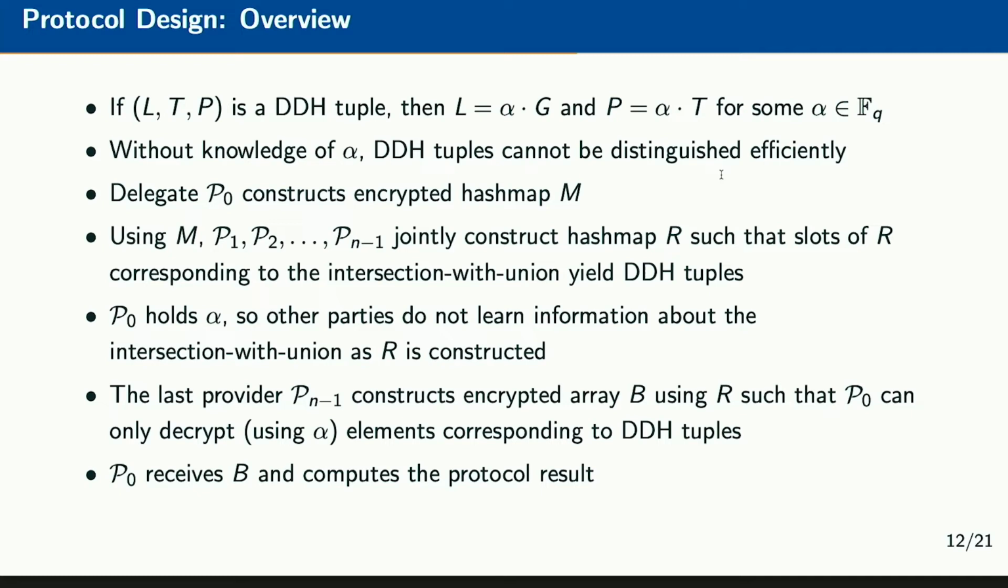And using R, the last service provider, Pn-1, constructs an encrypted array, B, such that the IC element can only decrypt elements corresponding to DDH tuples, or in general, corresponding to the intersection. And finally, the IC element receives this array and can compute the protocol result.